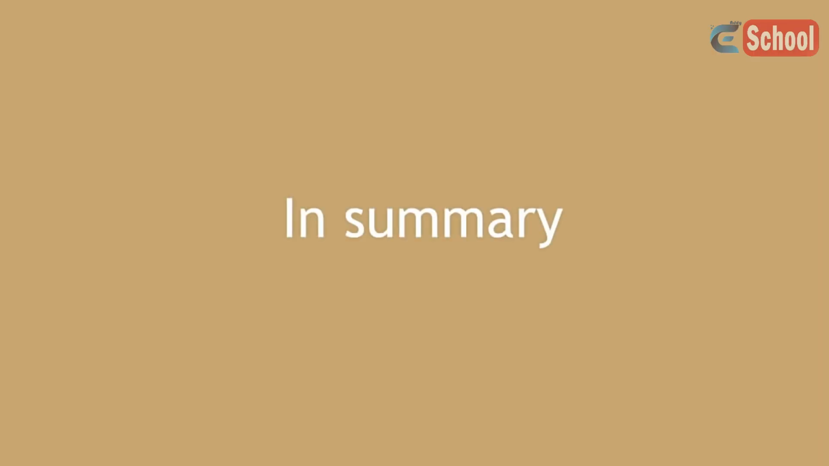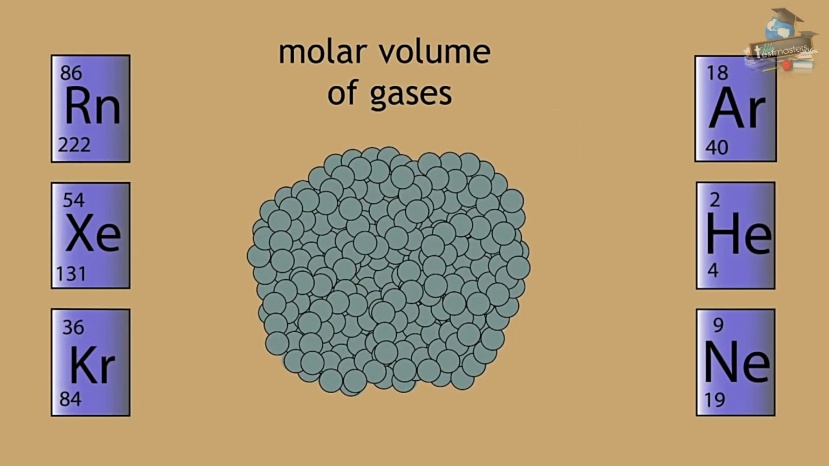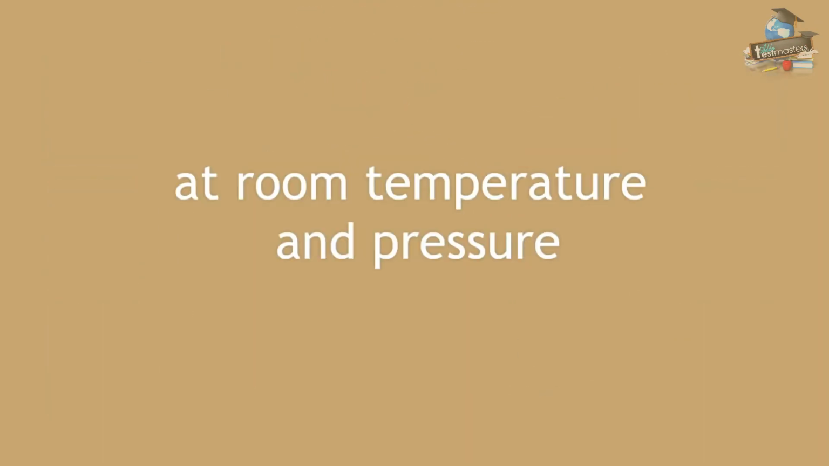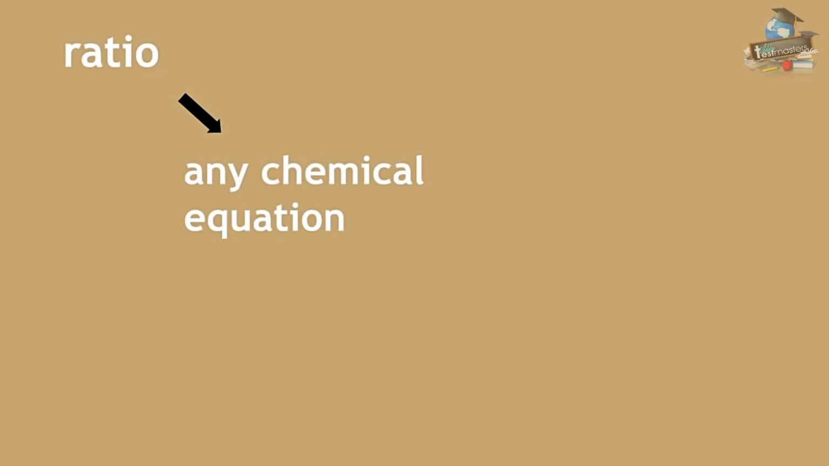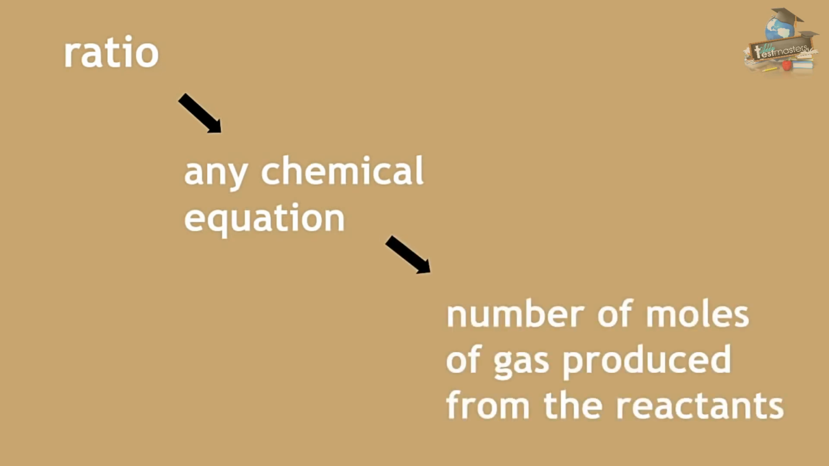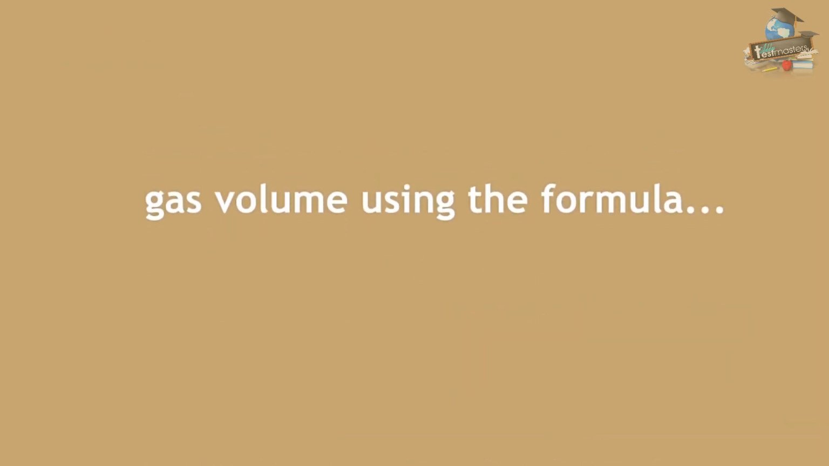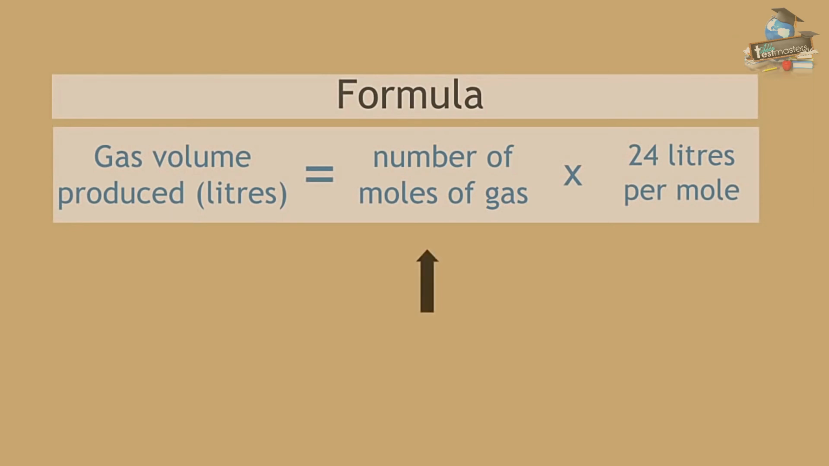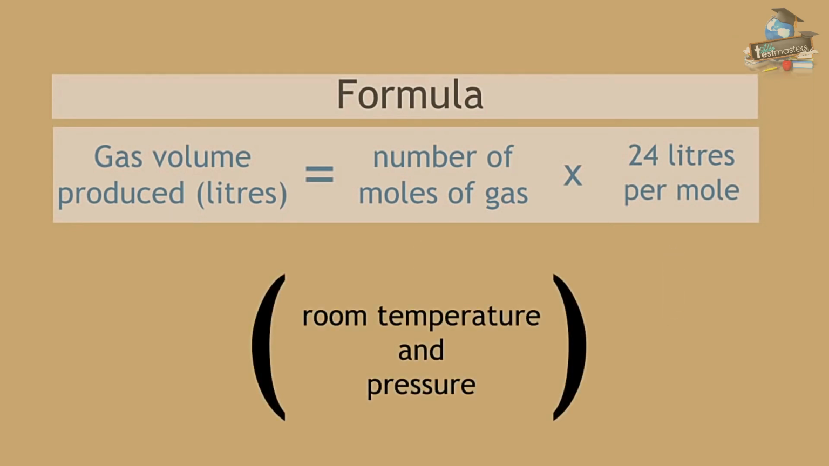In summary, the molar volume of any gas is always 24 litres per mole at room temperature and pressure. Using the example provided, you can use the ratio from any chemical equation to tell you the number of moles of gas produced from the reactants. This means you can always calculate the gas volume using the formula number of moles of gas times 24 litres per mole at room temperature and pressure.